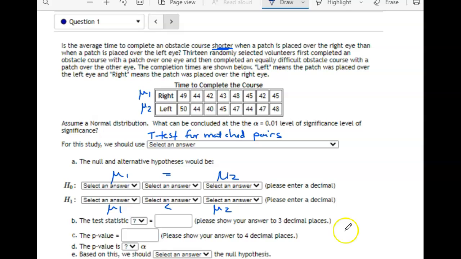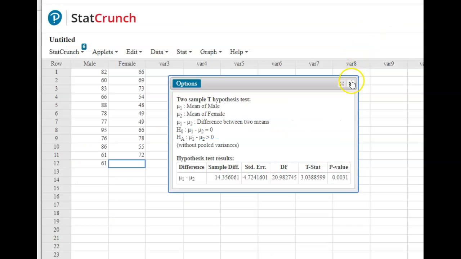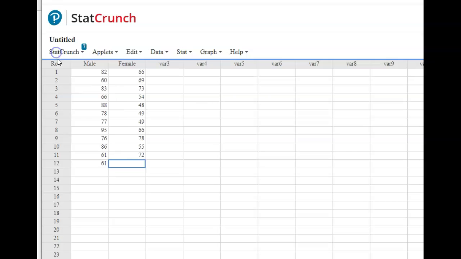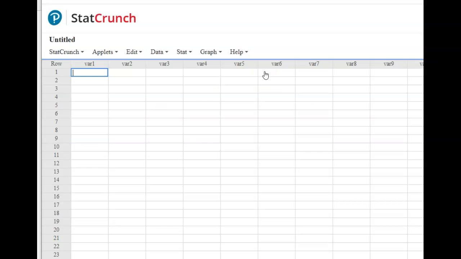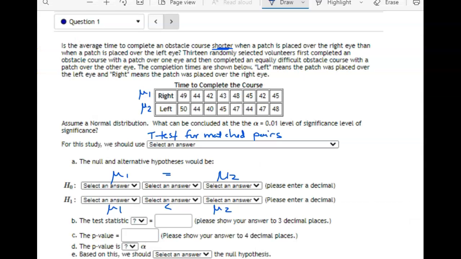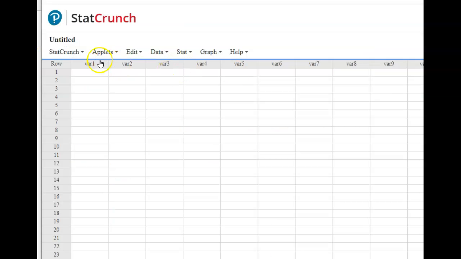Alright, so we've got to do our statistics. We need to put these numbers in. So let's get a new data table, and what do we need to type? We have right and left. So right and left. Alright, we've got to type in the times. I'll do that while I'm paused.